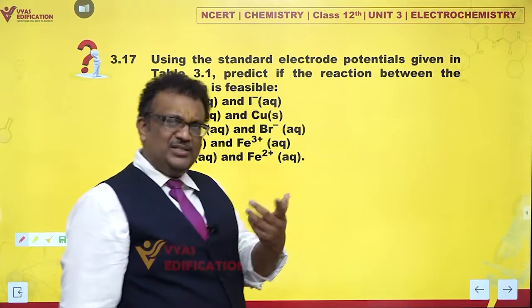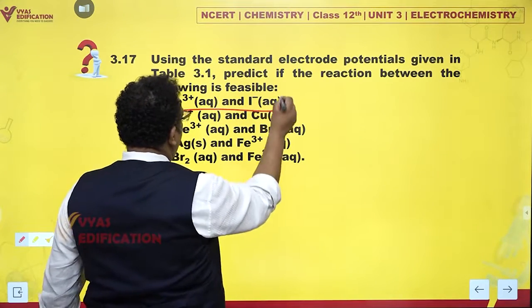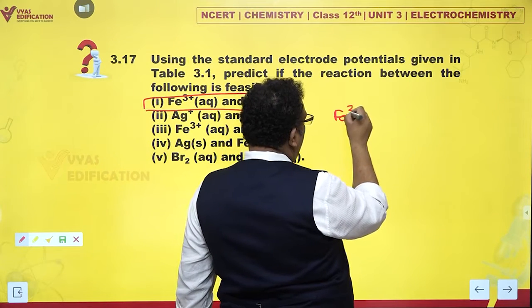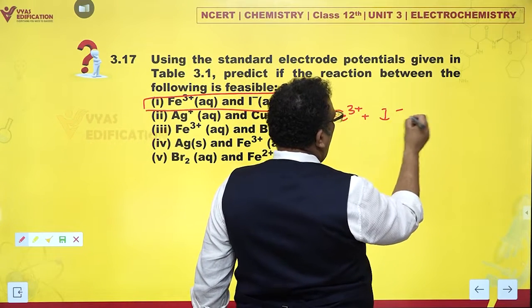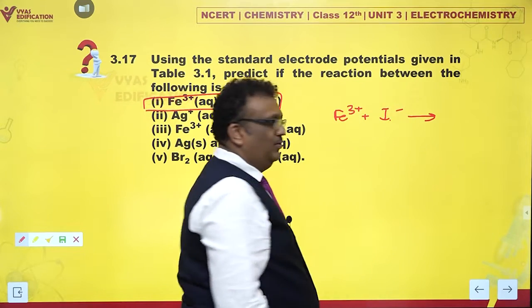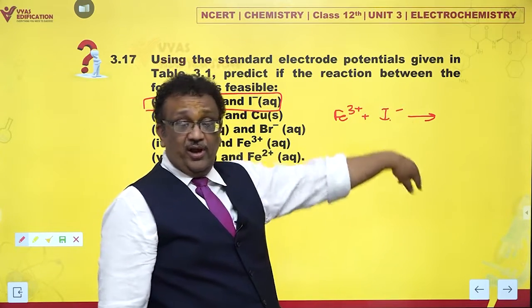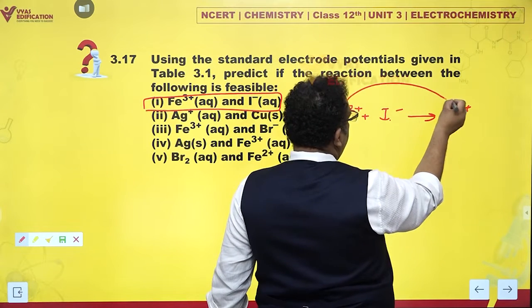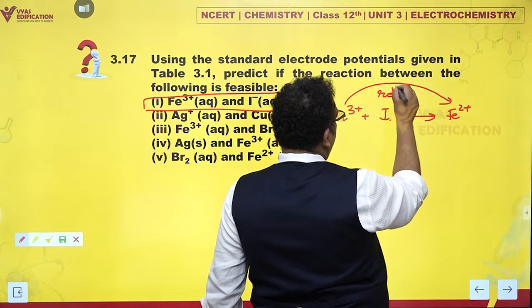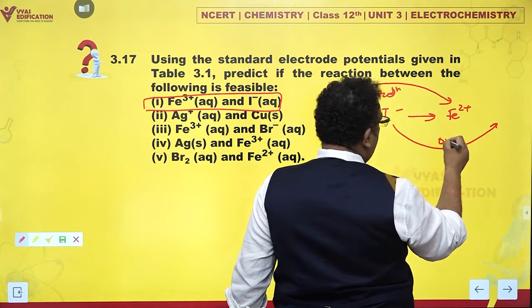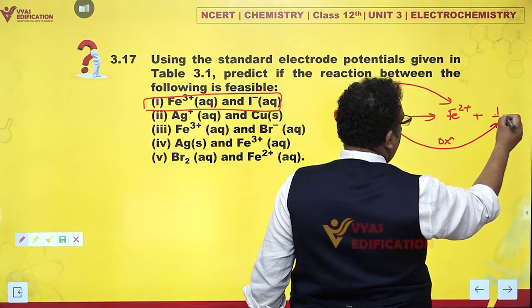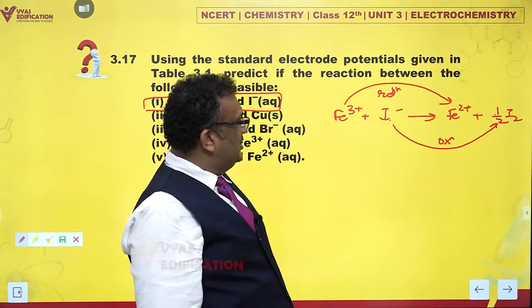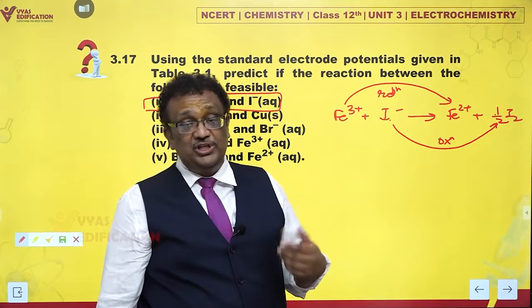How do we do this? Let's start. You'll see. Let's take the first one. Ferric and I minus. Tell me, in case ferric and I minus react, what possibly could they have done? Well, ferric can undergo reduction and it can form ferrous. I minus can undergo oxidation and it can form I2. Is this reaction feasible? We will have to check.